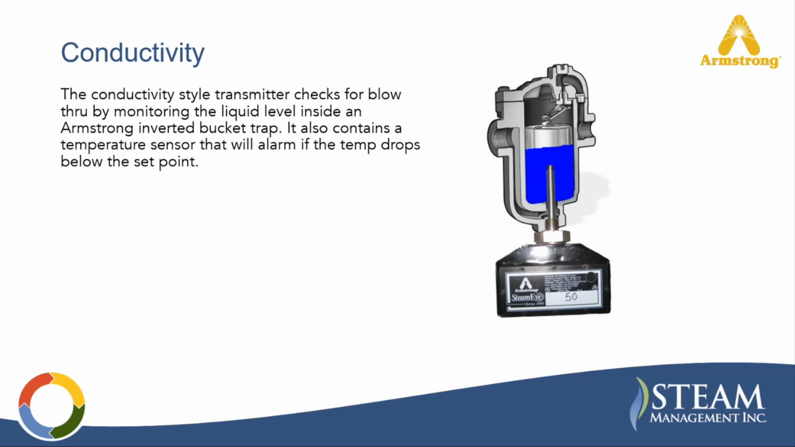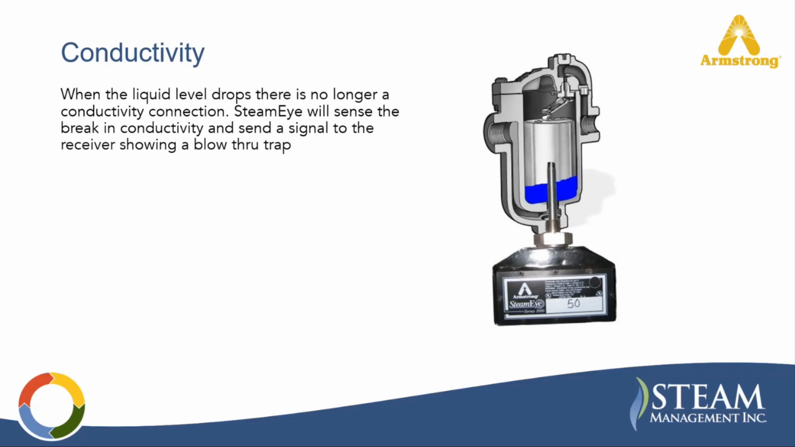Under normal operation of an inverted bucket trap, condensate collects in the trap and maintains conductivity across the probe. It also contains a temperature sensor that will alarm if the temperature drops below the set point. This provides a simple, robust, and highly accurate method for knowing if the trap is operating correctly or not. Now, when we look a little deeper into how this one works, it's quite straightforward.